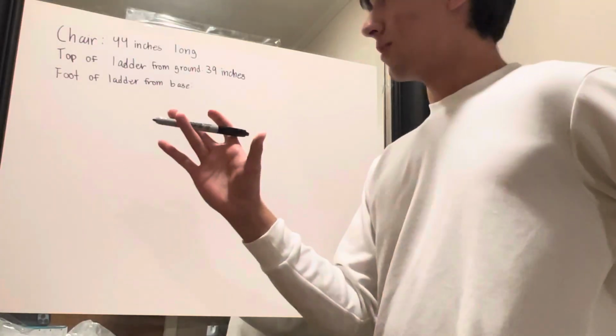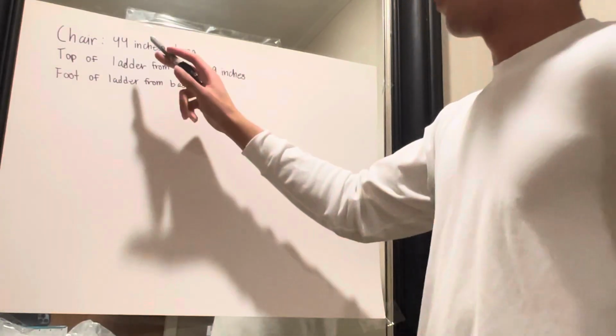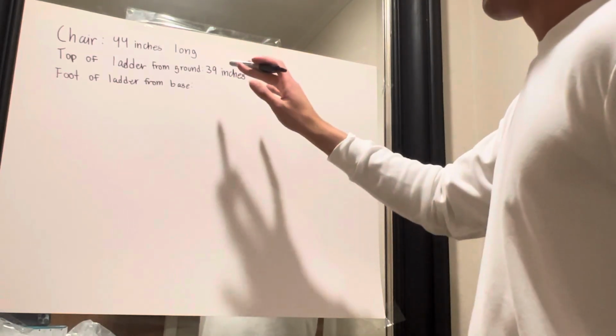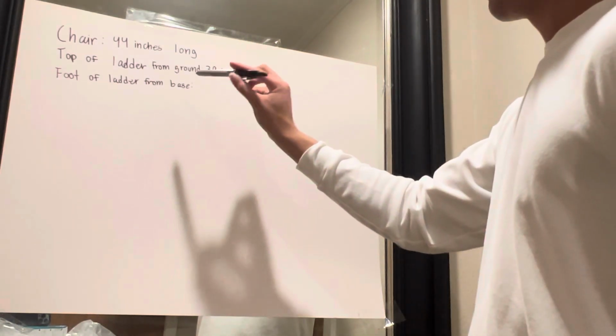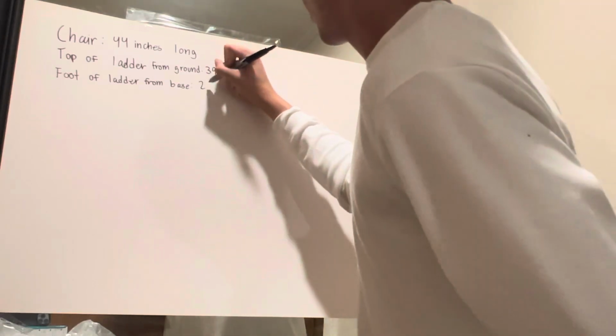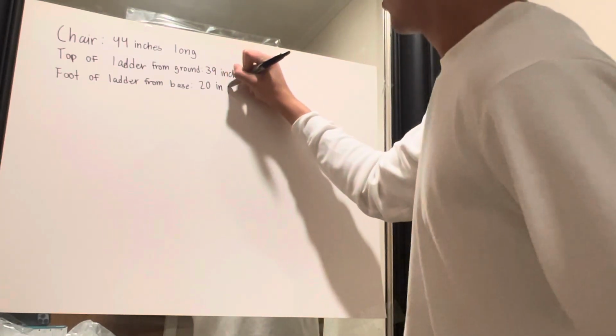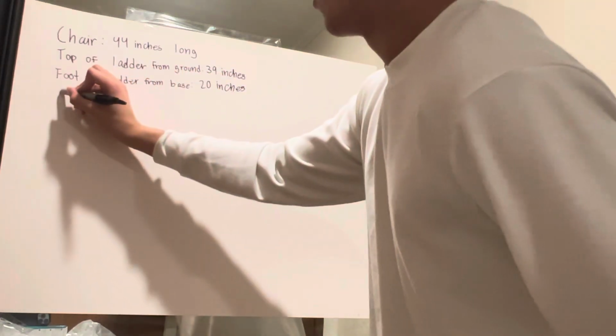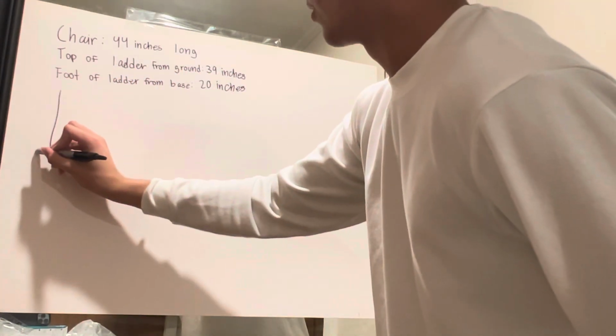Okay, so from the video, we know that the chair is 44 inches long, and the top of the ladder from the ground is 39 inches, and then the foot of the ladder from the base is going to be 20 inches. All right, so we can just draw a model of what we had outside.